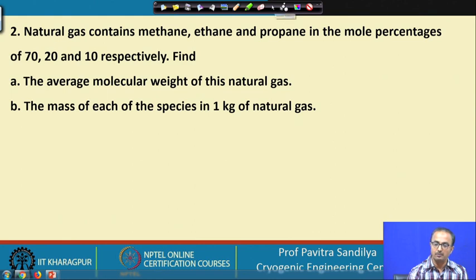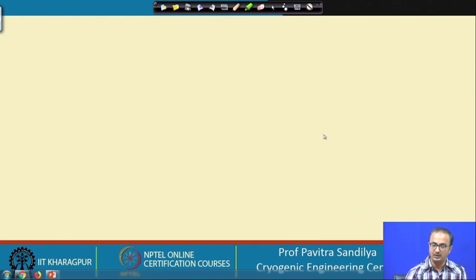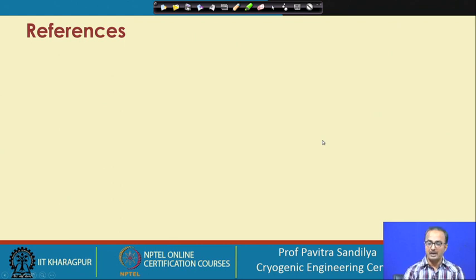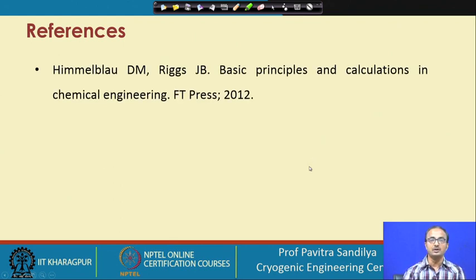So, I hope that now we can proceed to other problems, and for this you can refer to the book Himmelblau and Riggs, Basic Principles and Calculations in Chemical Engineering. This is a very wonderful book, and you can learn all these fundamentals from this book.